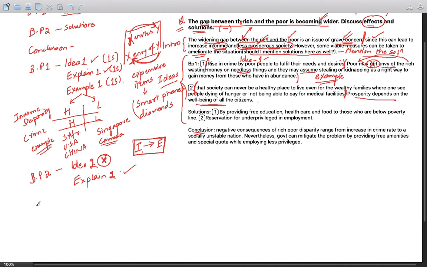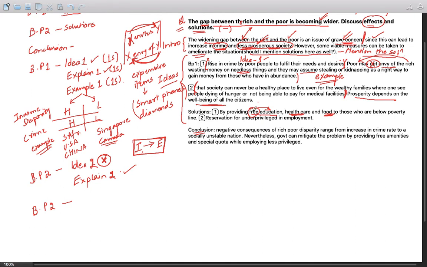Solutions, body paragraph 3. Okay, so she has devoted one body paragraph to each cause or effect, the effect, and now one body paragraph to solutions by providing free education, healthcare, and food to those who are below poverty line. Of course, this is a good idea to reduce the gap, but you have to explain how this will reduce the gap. Okay, so those who are earning less, they need free education. Now, if this is free education, you can't simply write healthcare. It has to be an adjective.